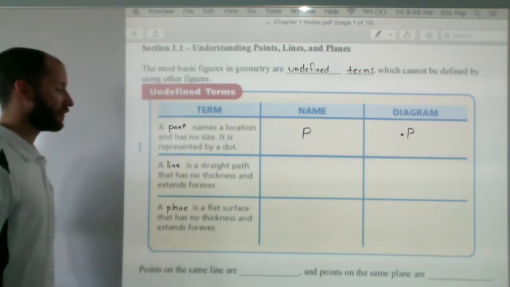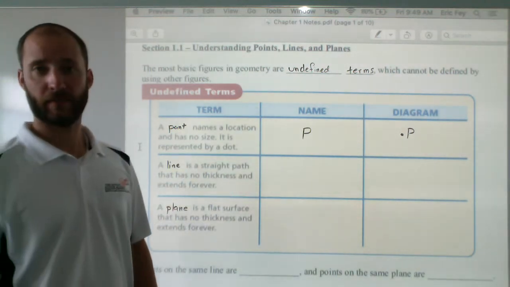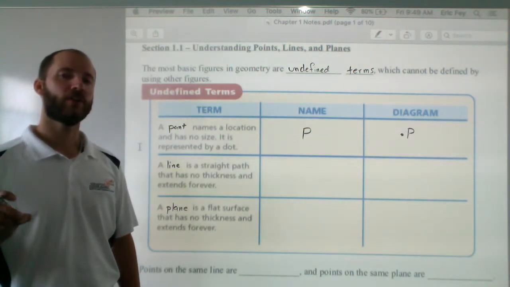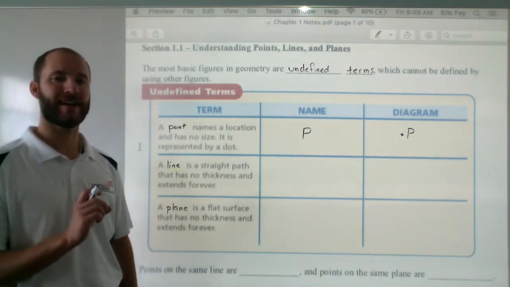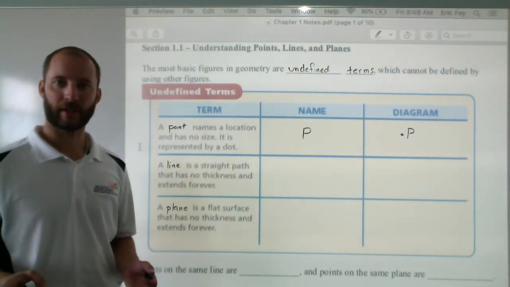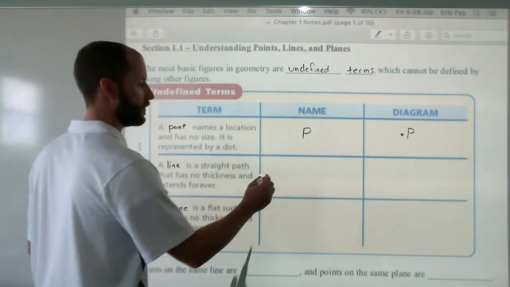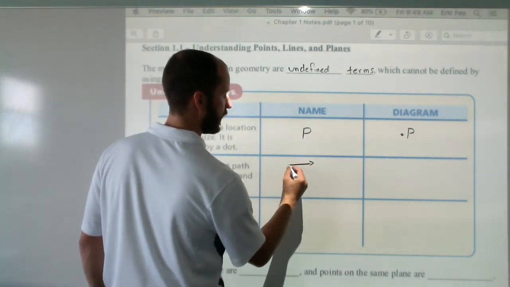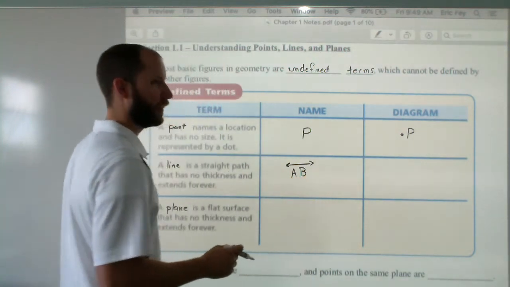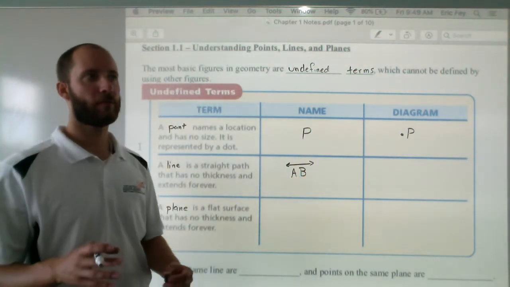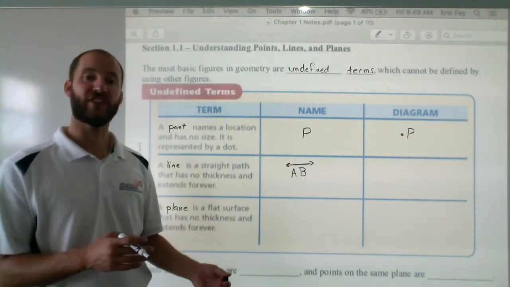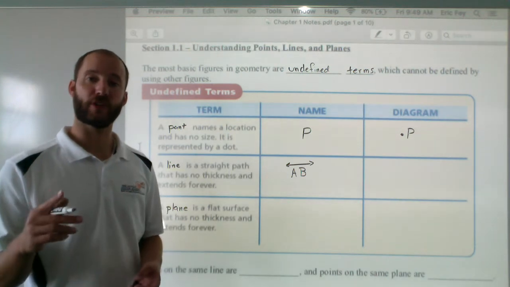A line is a straight path that has no thickness and extends forever. Here's what that means, no thickness and extends forever. You also cannot see a line because it has zero width. All that a line does is that it kind of represents a straight path. It can also be used to find distance. Just that one measurement, that one dimension.